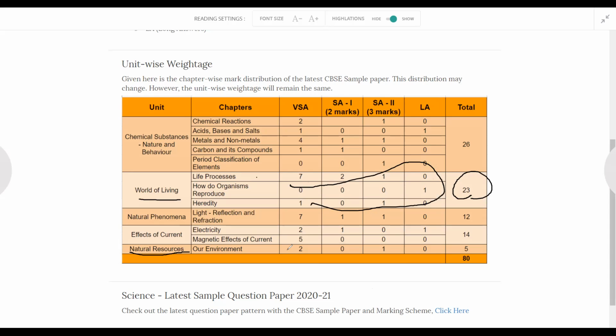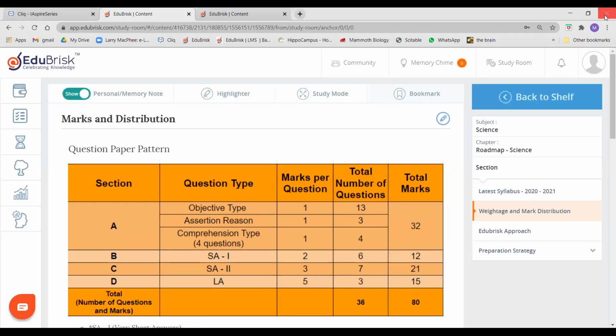For the unit Our Environment, you have 5 marks. These 5 marks will be the same, but the distribution may vary. They may ask a 2 mark and a 3 mark question, or one 5 mark question, or three 1 mark questions and a 2 mark question. Any type of question may come, but the weightage will remain the same. Next, let us have a look at the sample paper, the questions given in this year's sample paper.